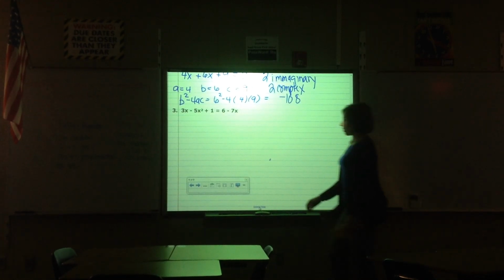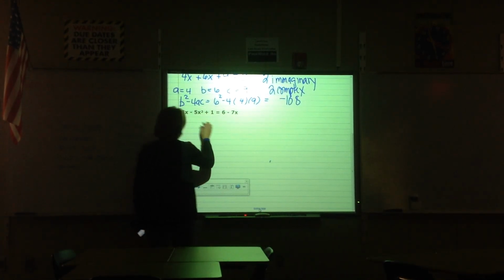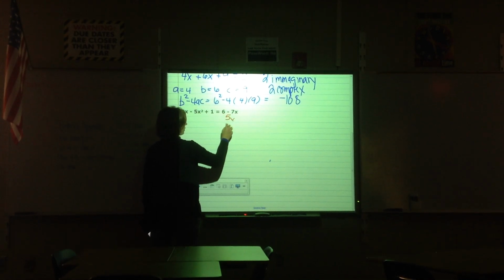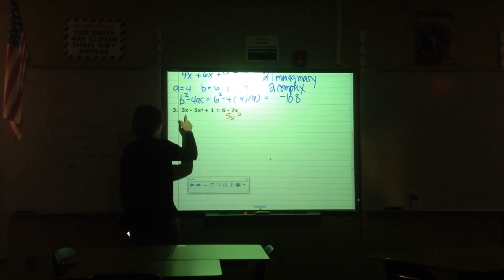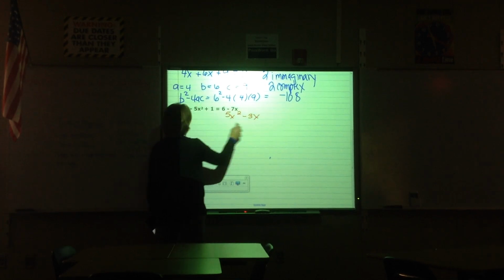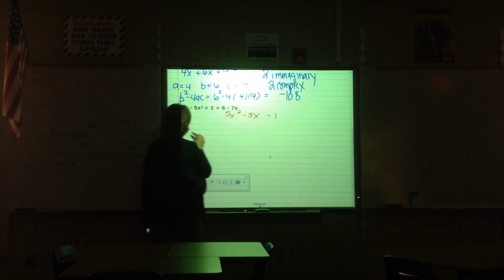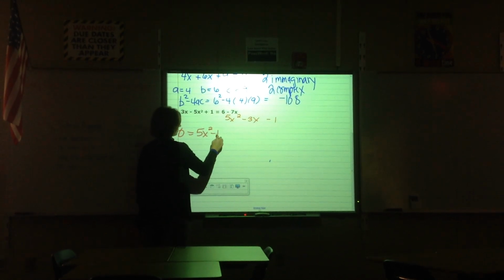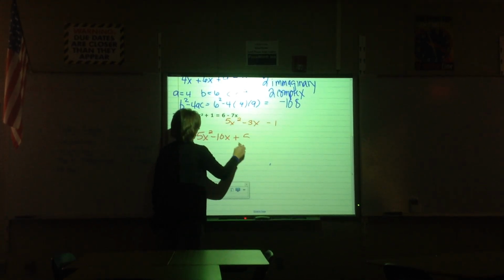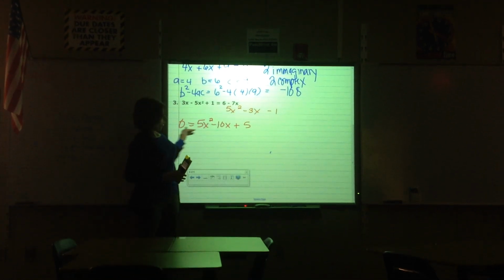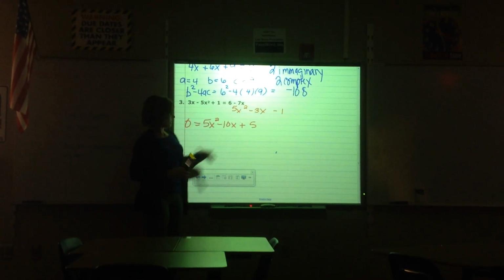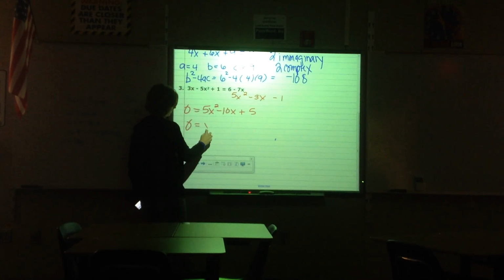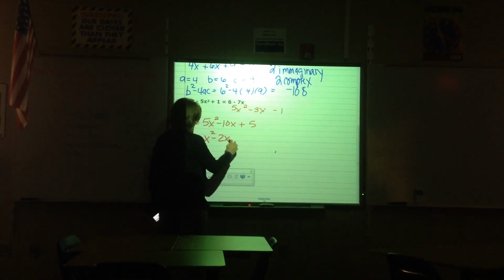I'm going to bring everything over to the right-hand side so I can get my x squared positive. So it's going to be positive 5x squared minus 3x minus 1. 0 equals 5x squared minus 10x plus 5. This is one where they're all multiples of 5, so I'm going to divide everything by 5, make it easier. X squared minus 2x plus 1.